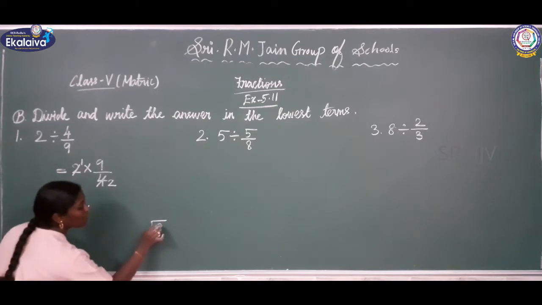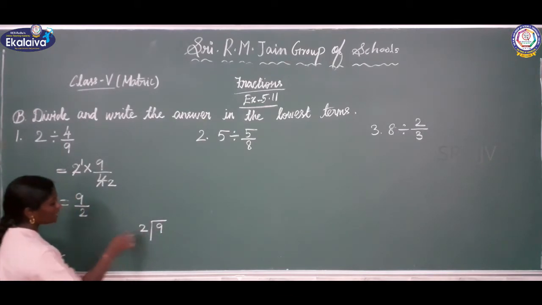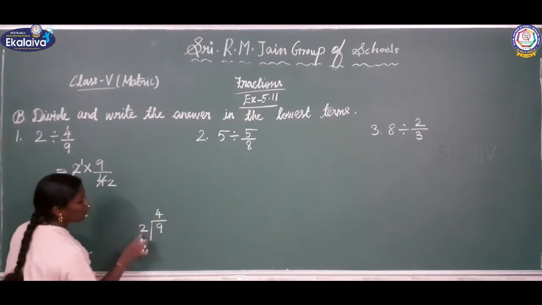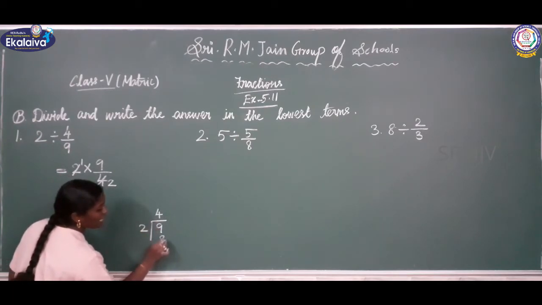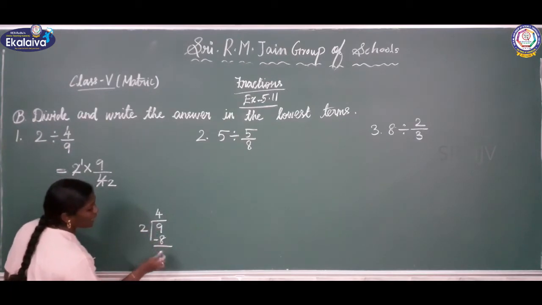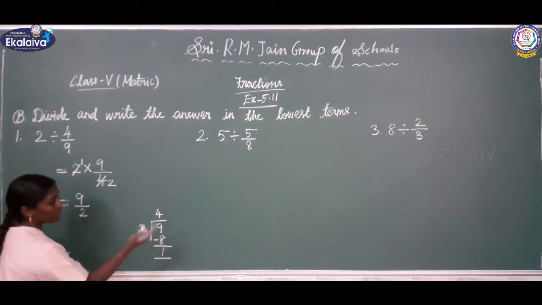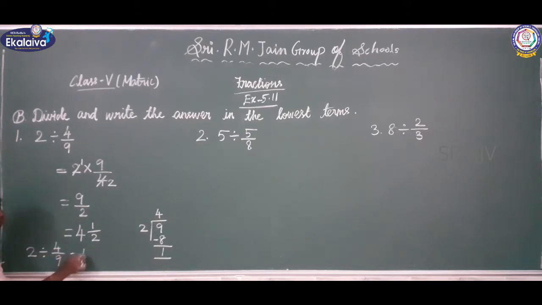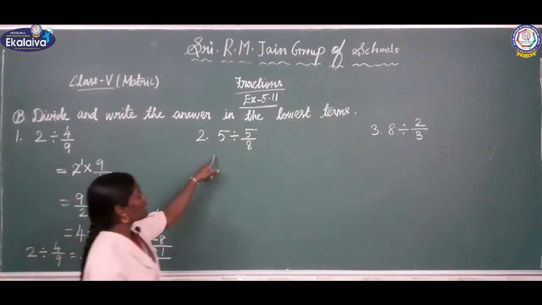For that we have to divide the numerator 9 by the denominator 2. In 9 how many 2's are there? 4 times. 4 2's are 8. Now we have to subtract, 9 minus 8, 1. Here quotient is 4, remainder is 1, divisor is 2. So we have to write in the form of quotient remainder by divisor. So 4 1 by 2 is the answer. 2 divided by 4 by 9 is equal to 4 1 by 2. Is it clear, children?